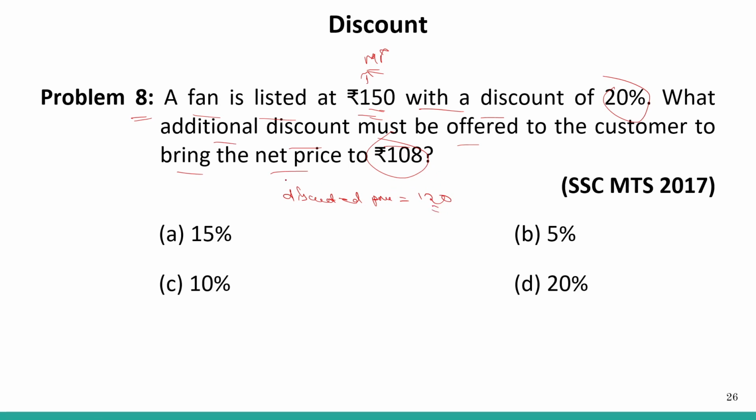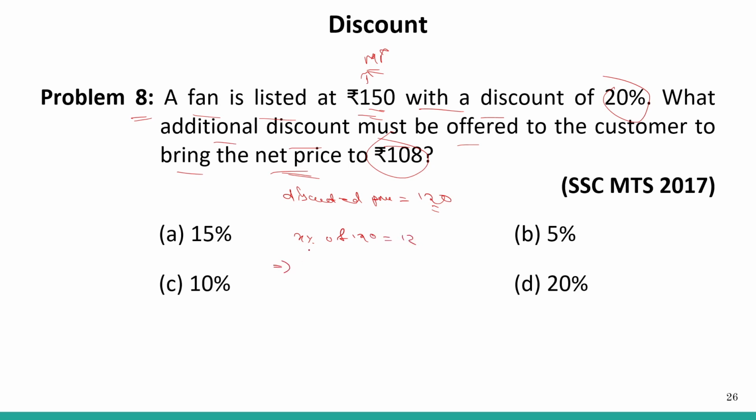is 120 rupees. So what additional amount of discount must be offered to bring the net price to this much? So what over this much can we add to get it to 108? So let's see what is the difference between these two. That is 12. Okay, 12 rupees. So let x% of 120 is equal to 12.